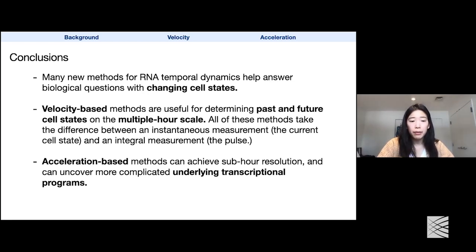Acceleration-based methods can achieve sub-hour resolution and can uncover more complicated underlying transcriptional programs, with the caveat that you might need to sequence a lot of RNAs.